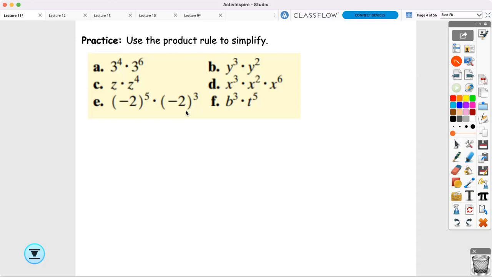Let's move on to D, por favor. So go ahead and share your answers for D. x cubed times x squared times x to the 6. Oh, we're plugging in E as well. Let's go ahead and make sure we do D first, right? Let's get into D.